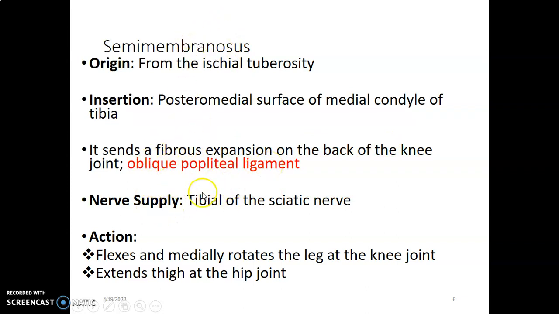All hamstring muscles are supplied by the tibial branch of sciatic, except the short head of biceps by the common peroneal. Again, it crosses both the hip and the knee, so it causes extension of the hip and flexion of the knee. And because it inserts on the medial surface of the medial condyle of the tibia, there's some aspect of medial rotation of the knee joint.